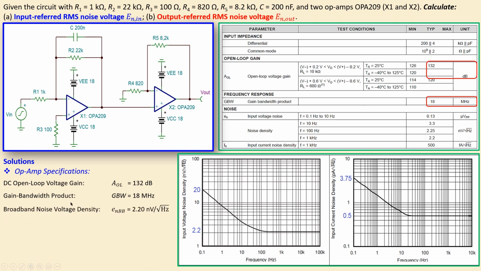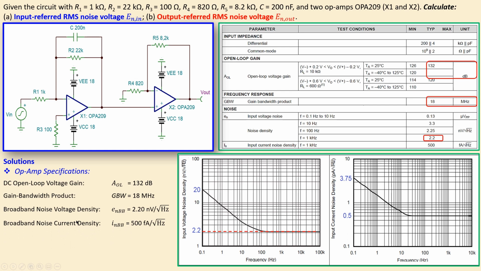The broadband noise voltage spectral density is given by this symbol. It has a value of 2.20 nanovolts per root hertz. That is shown here with this value and units, and you can see the condition for the value of this input noise voltage spectral density in the broadband region. You can also see that in the graph, which is the part which is frequency independent, the flat part of the graph.